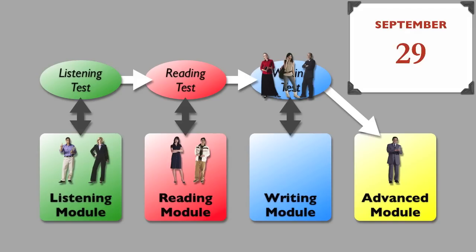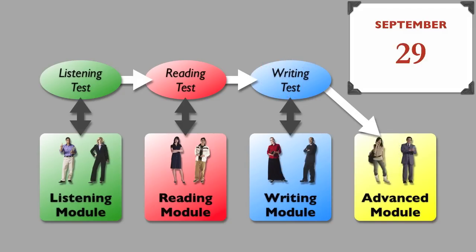Note that the student who started the month in listening has been able to skip reading, so she takes the writing test, as does the current writing student. After taking the writing test, the original listening student is placed in writing along with a new student. The original writing student has now gone on to the advanced module.